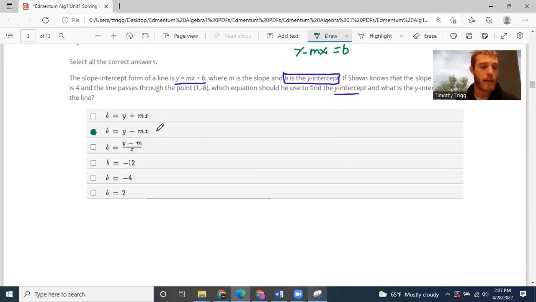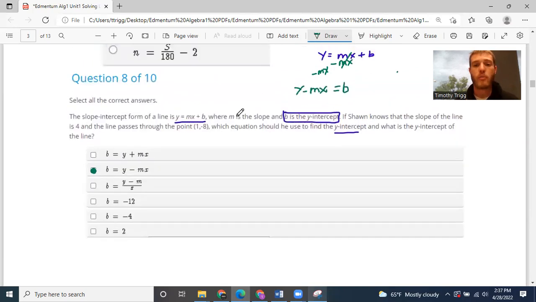b equals y minus mx. Now we have to use the other information they give us. It says the slope of the line is 4, so the m is 4. And then it passes through the point (1, -8). This tells us the x and the y. So the x is 1, the y is -8, and the m is 4.